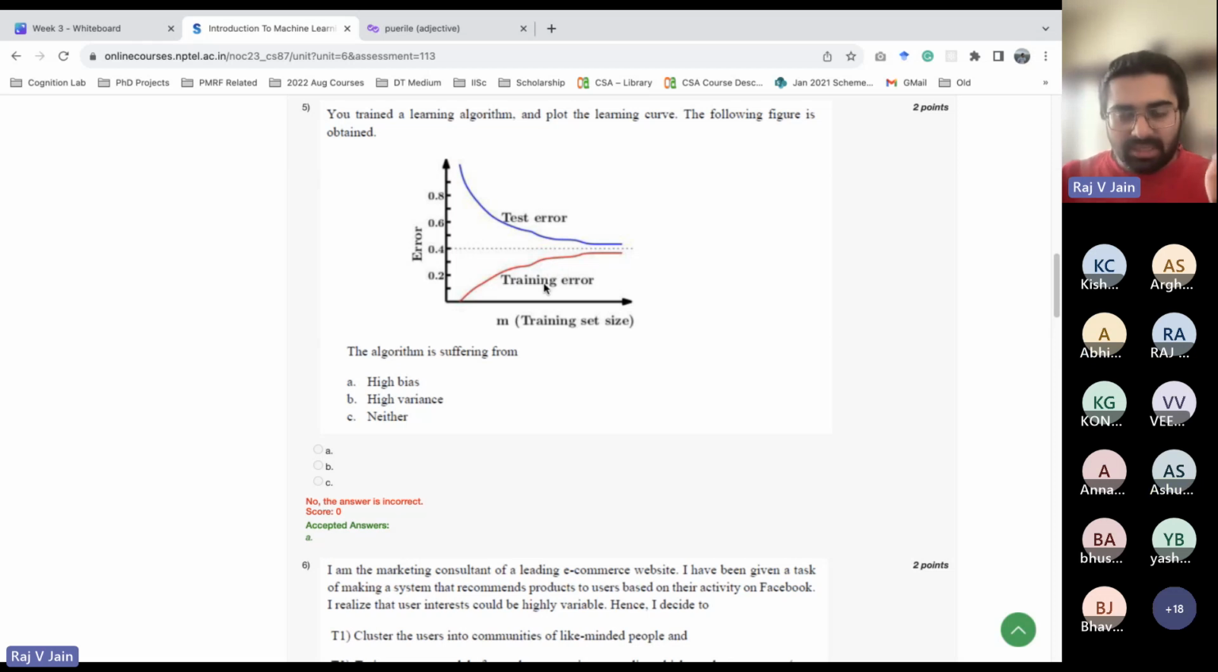Because the point is, your model is trying to solve for the training error. It's trying to minimize the training error. So you will not see this sort of curve generally. But yes, this is neither case, because in underfitting both errors are high. In overfitting, the training error is very low, but the test error is very high. So C should be the right answer.